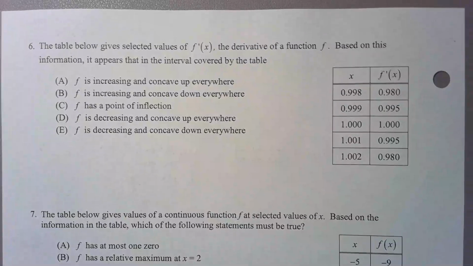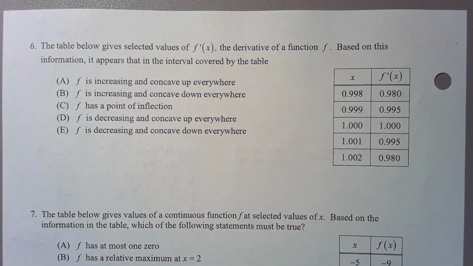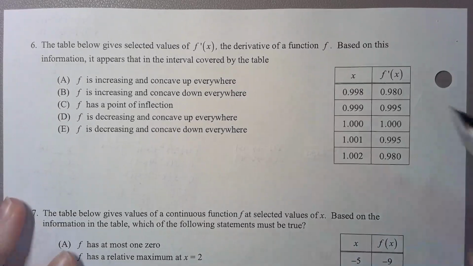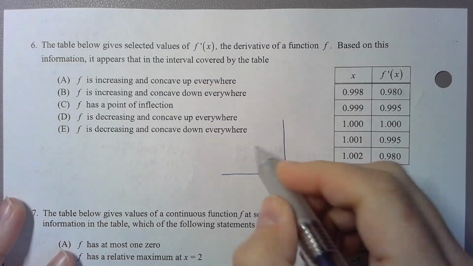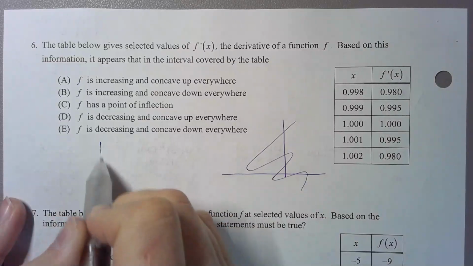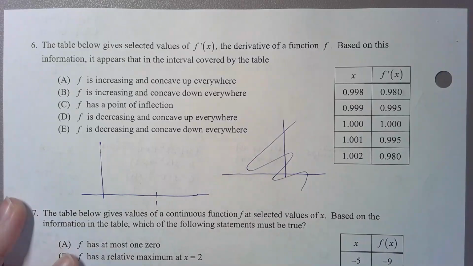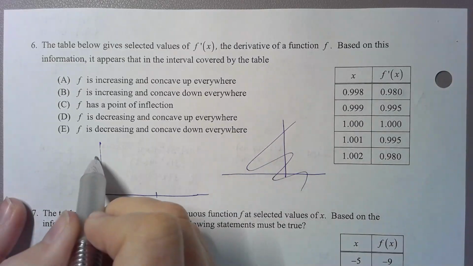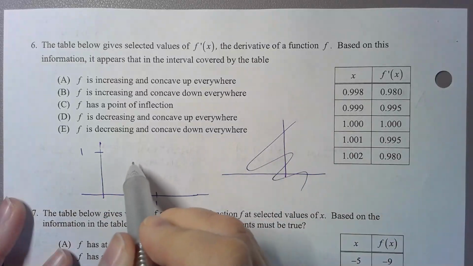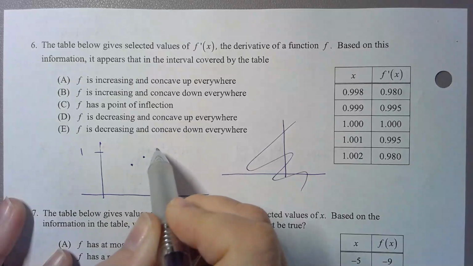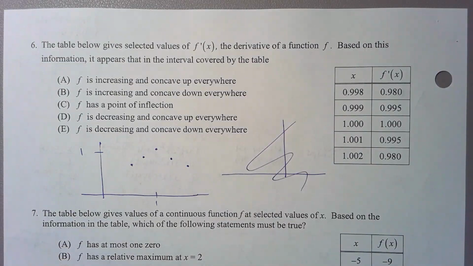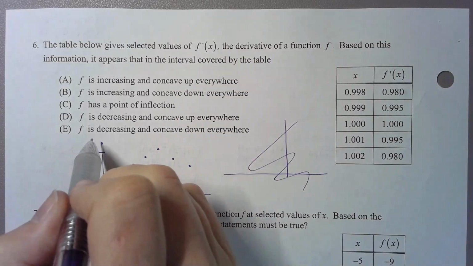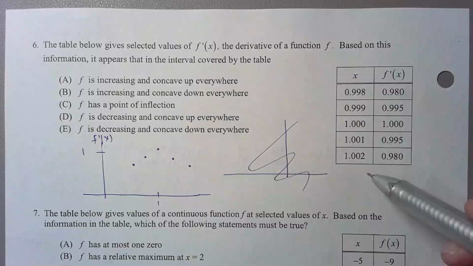Question number 6. So we have a table for f prime, and they just want to know what could be going on. All right, well, don't let the decimals really mess with your head a whole lot. My x values are kind of centered around 1, and my f prime values are kind of hanging out around 1. So it looks like we go 0.98, 0.99, 1, 0.99, 0.98. This is very much not to scale. This is a representation of the data I see in the chart.